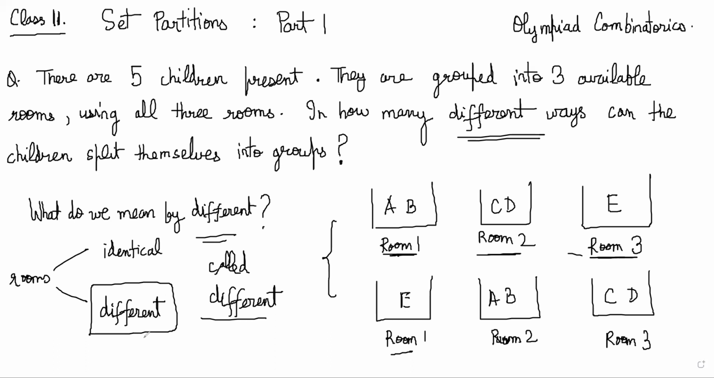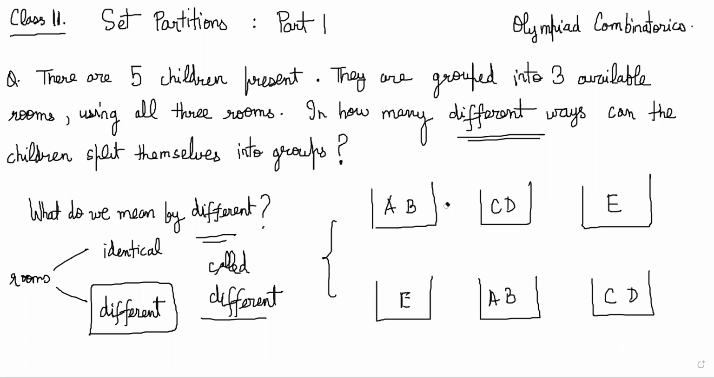And in case rooms were identical, what you would do is remove the labels, right? If the rooms were identical, then you cannot distinguish between rooms. So in that case, these two are the same arrangement. These two become the same partition because the children are together with the same children, right? A is with B, here also A is with B, here also C and D are together and E is alone, right? So the question basically depends on whether the available rooms are identical or different. In both cases, you will get different answers.